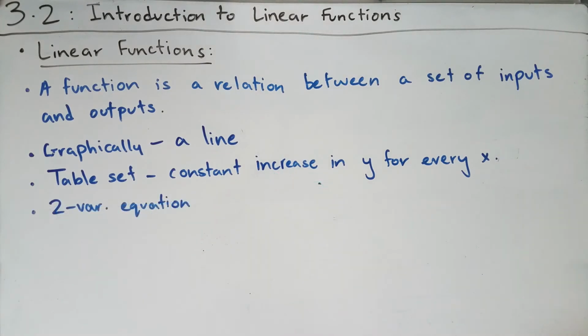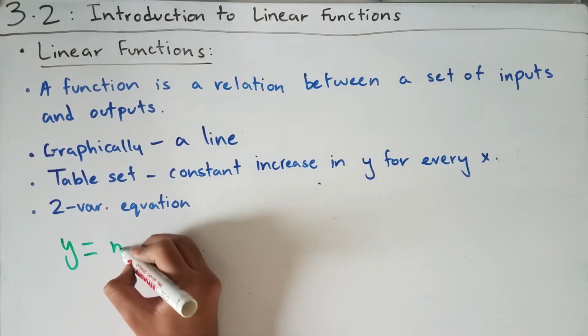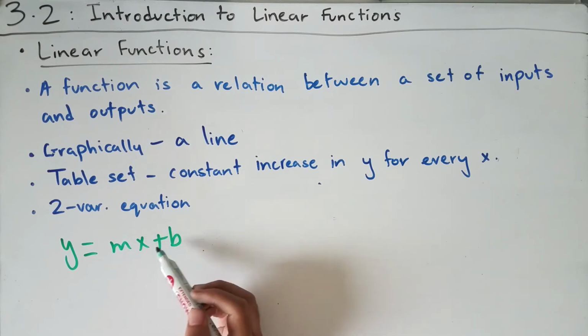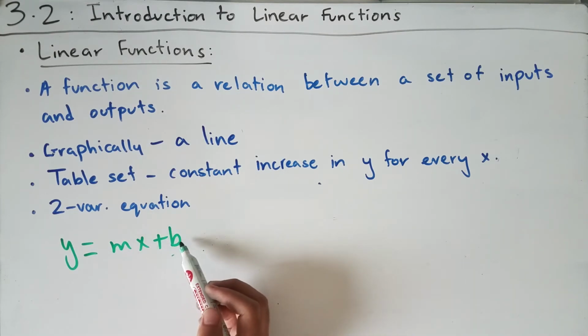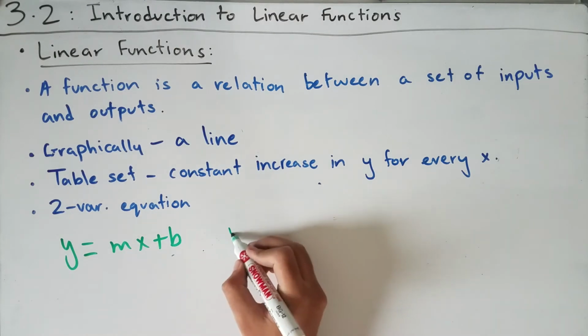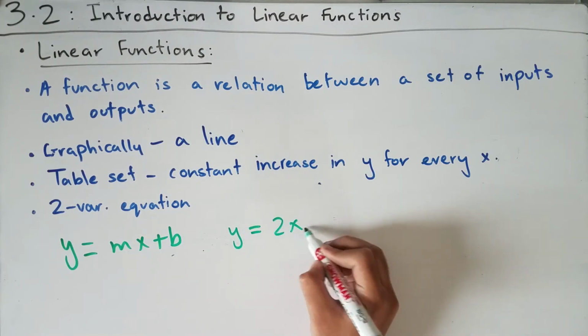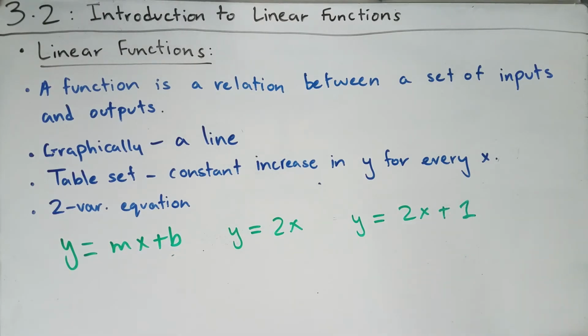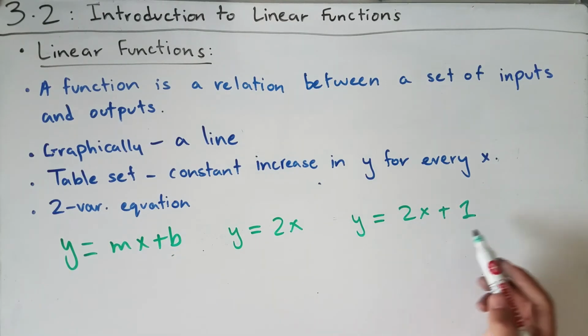Another way you can represent a linear function is through a two-variable equation. For linear functions, there's a specific format that you usually find when you're graphing linear functions, and that is the format y equals mx plus b, where m is the coefficient of the x, or the input value, plus another constant b. So an example of a two-variable equation could be y equals 2x. Another could be y equals 2x plus 1. So in this case, our m is 2, and the b value is 1.